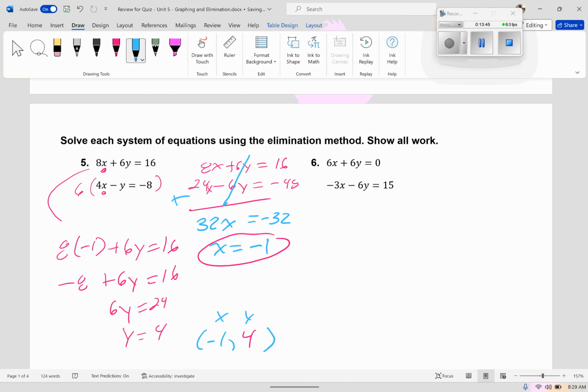Number 6 is set up pretty nicely. We add them together right now. I'm going to get 3x. The y's cancel out, equals 15. Divide each side by 3. So my x value is 5.